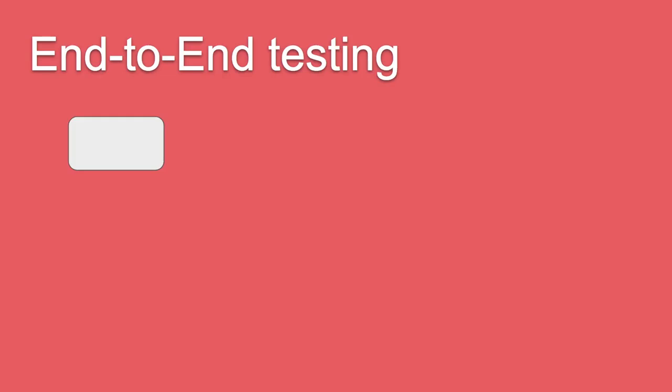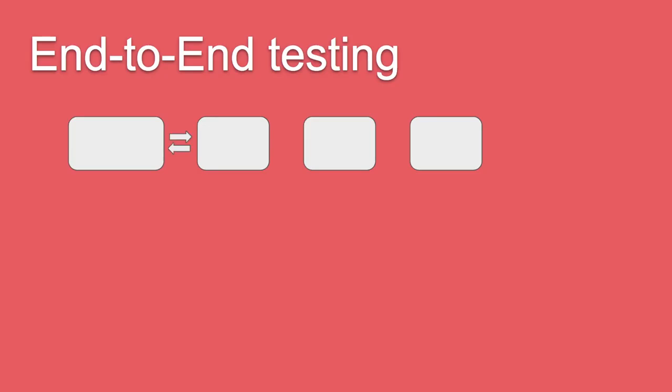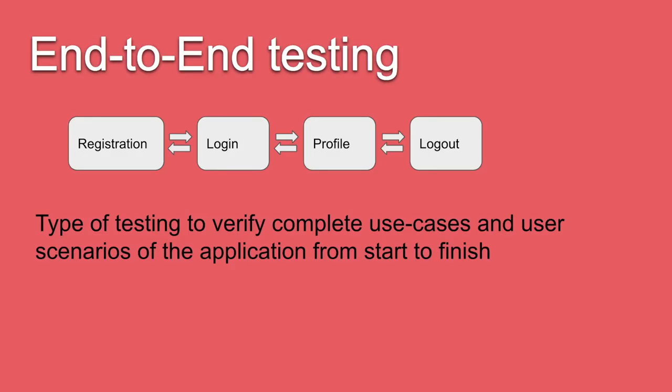If I talk about end-to-end testing, in any application we can have multiple modules and all these modules talk to each other. If I take a very simple example, there can be a module for user registration, a module for login, profile and logout. If we test a complete scenario or a business use case or a user scenario, for example, a user goes to registration and registers himself, then he logs into the application and then goes to the profile and logs out, this will be a complete scenario. So the type of testing to verify a complete use case or a user scenario or a business logic of the application from start to finish is called end-to-end testing.